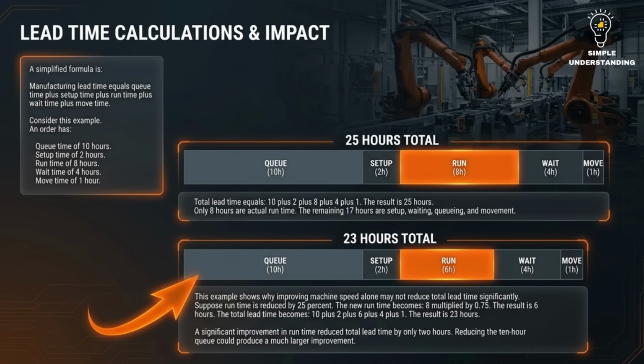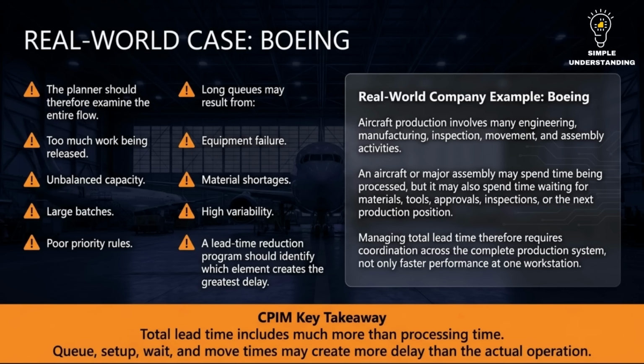Suppose runtime is reduced by 25%. The new runtime becomes 8 multiplied by 0.75. The result is 6 hours. The total lead time becomes 10 plus 2 plus 6 plus 4 plus 1. The result is 23 hours. A significant improvement in runtime reduced total lead time by only 2 hours. Reducing the 10-hour queue could produce a much larger improvement. The planner should therefore examine the entire flow.